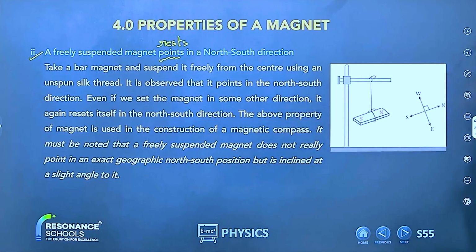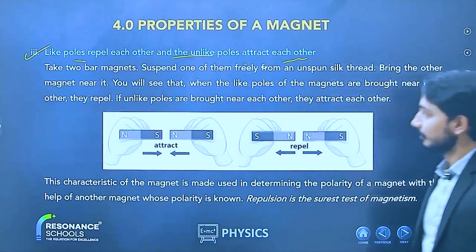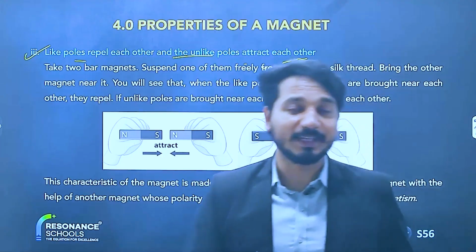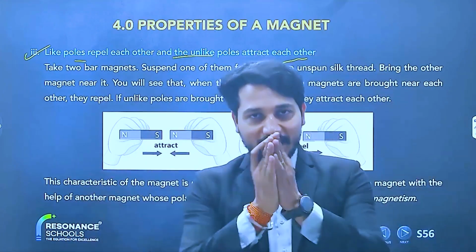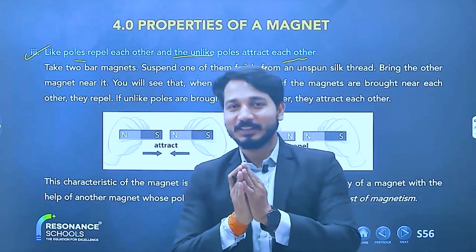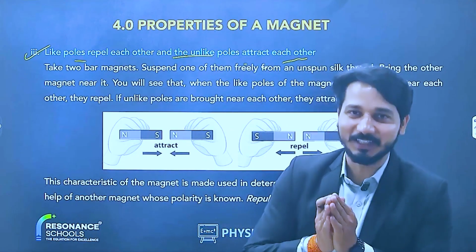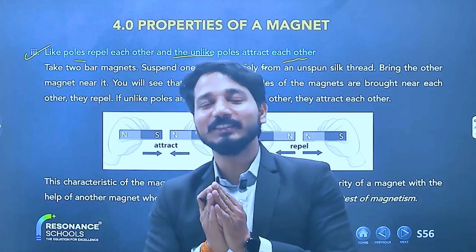Third property of the magnet. So the third property says that like poles of a magnet repel each other and unlike poles attract each other, right? Now those who don't know the meaning of repel, please listen.